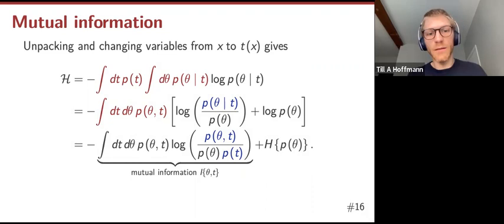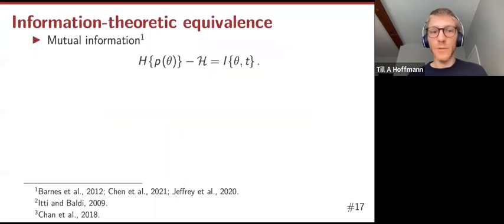And we'll note that the left-hand term is just the mutual information. So we get an extra term of the prior entropy. So the expected posterior entropy is the prior entropy minus the mutual information. So if we minimize the expected posterior entropy, we'll maximize the mutual information and vice versa. So that was mutual information.